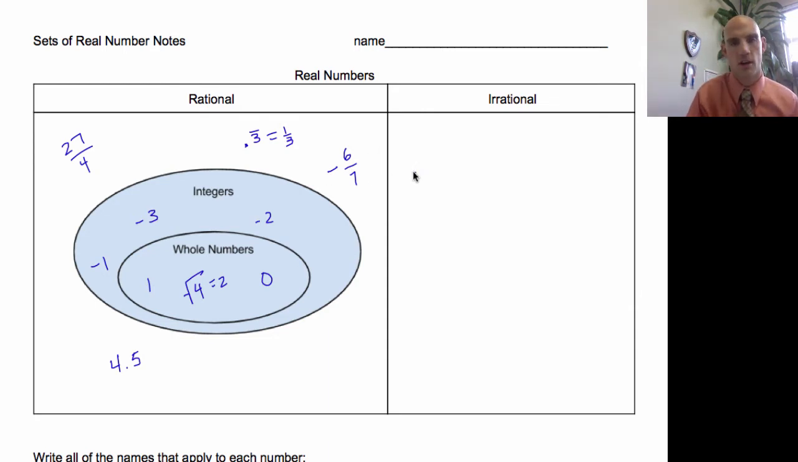Irrational numbers, as we talked about, we end up with crazy things like square root of 17, or maybe pi, or square root of 2. So we end up with some things that are not even positive, like negative square root of 11. Those things are irrational. They can't be written as a fraction or a whole number, so they're irrational.